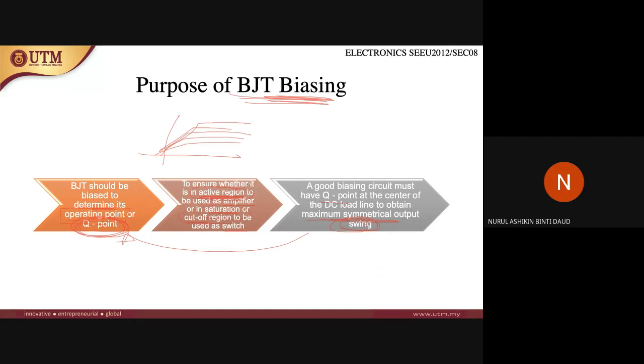You also can identify at what value of VCE the transistor is in active mode, and at what value of VCE it is in saturation or in a cut-off region. So that you can apply this transistor based on the application that you want the transistor to work in, right?